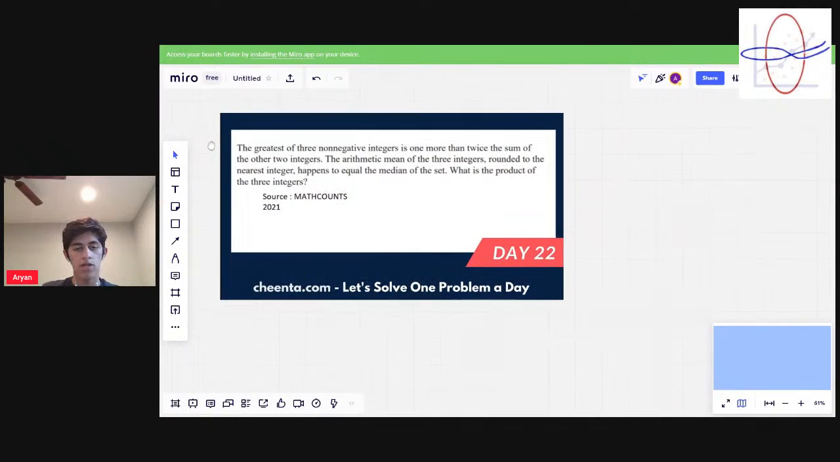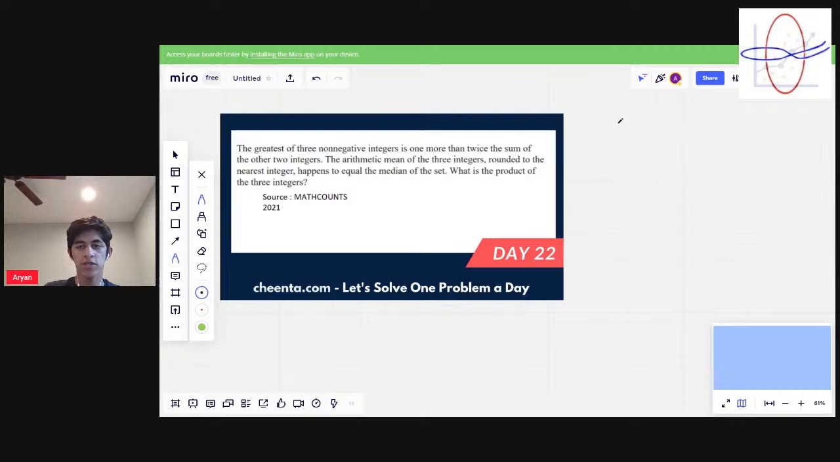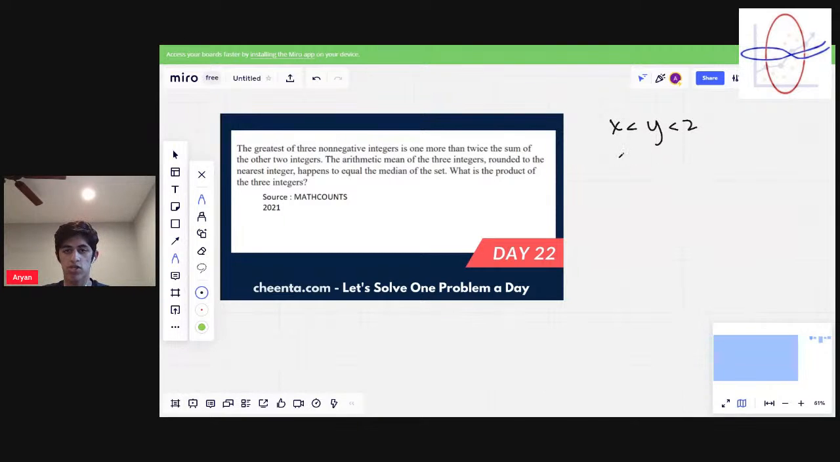Okay. But let's start with writing down what we know, and then we go from there. So we know we have three non-negative integers. So let's say the numbers are x, y, and z. And let's say x is the smallest and z is the biggest, so it gets larger as we progress down the alphabet.